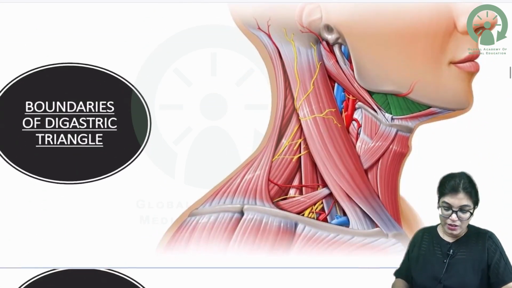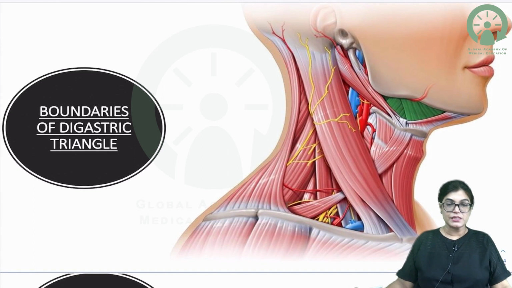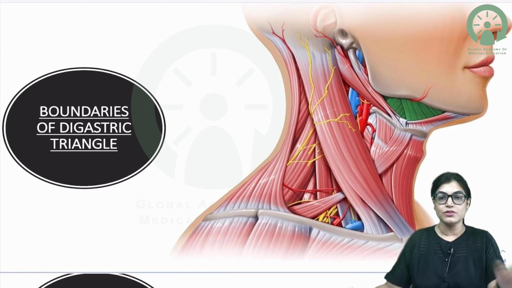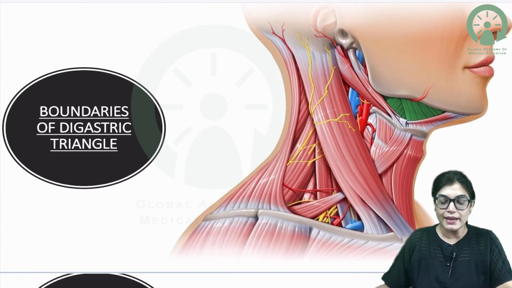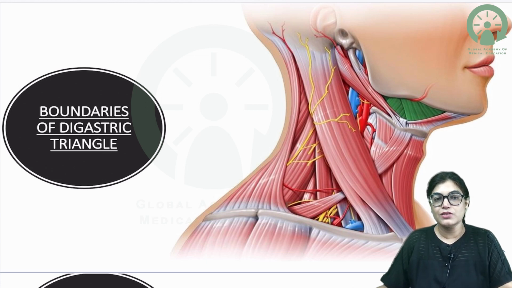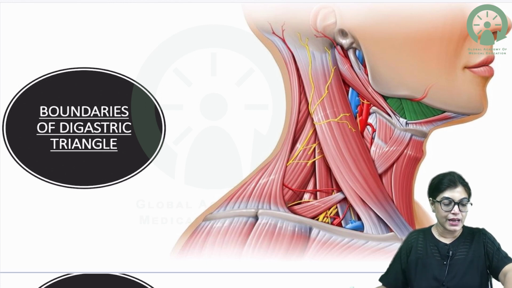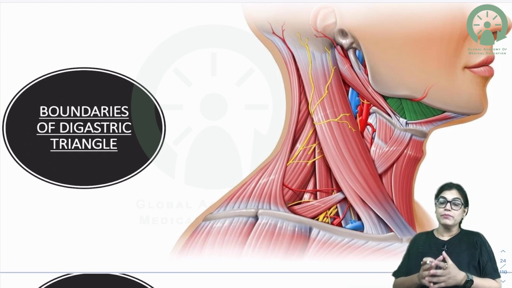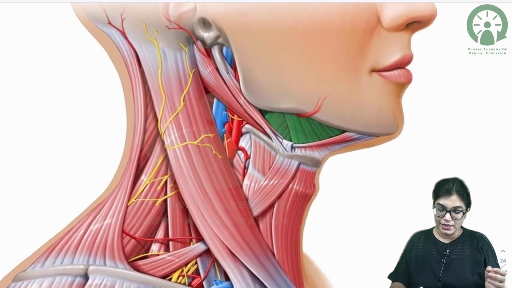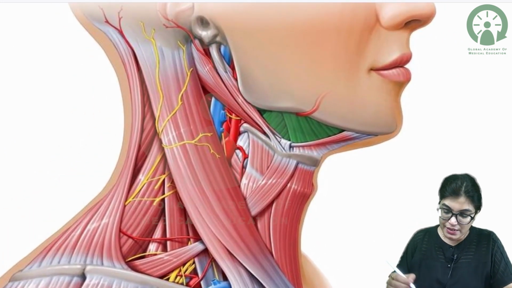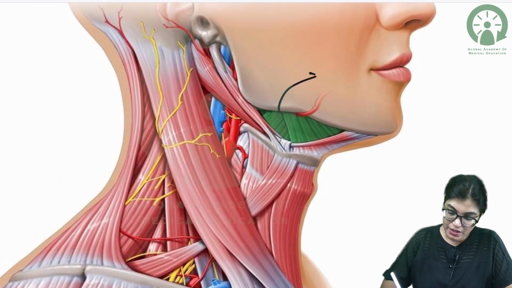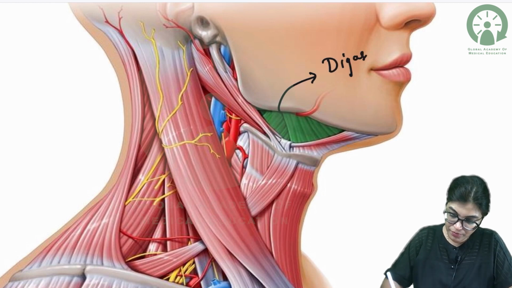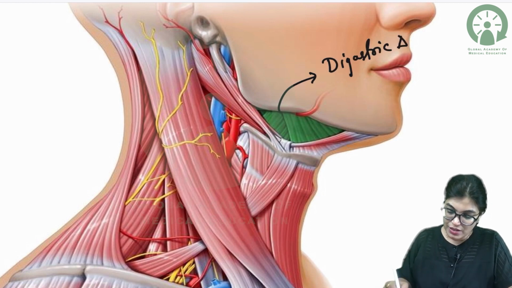Now let's talk about the green triangular area highlighted in this diagram, that is the digastric triangle. It is also called the submandibular triangle, because it contains the submandibular gland. If I highlight this image, you can see this triangular area shown here is the digastric triangle. Now, the digastric triangle boundaries.